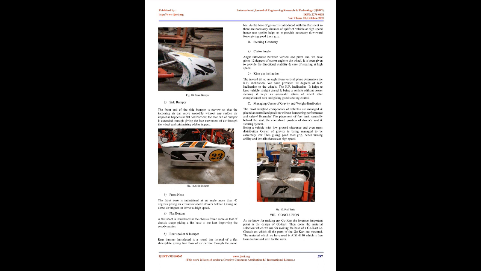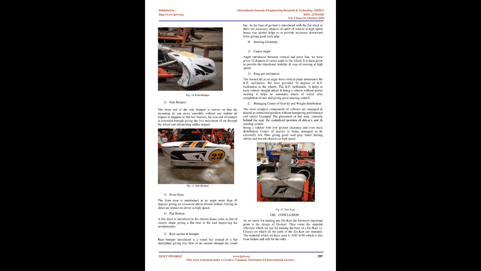1. Front bumper. The streamlined shape of the front bumper gives a smooth flow of air throughout the bumper, so the kart has no sudden drag and the air current has no interaction with the front wheel, giving free movement of air through the front wheel, minimizing eddies formation. 2. Side bumper. The front end of the side bumper is narrow so that the incoming air can move smoothly without any sudden air impact as happens in flat box barriers. The rear end of the bumper is extended, giving free movement of air through the wheel and minimizing eddies impact. 3. Front nose. The front nose is maintained at an angle of more than 45 degrees, giving air crossover above the driver's helmet, so there is no direct air impact on the driver at high speed.